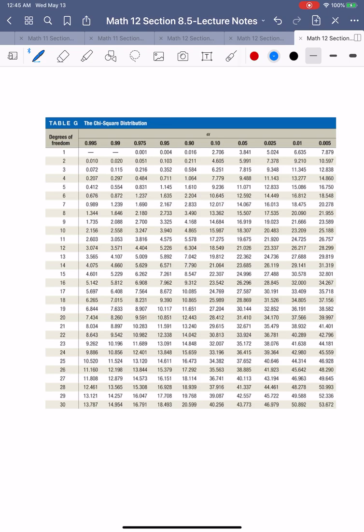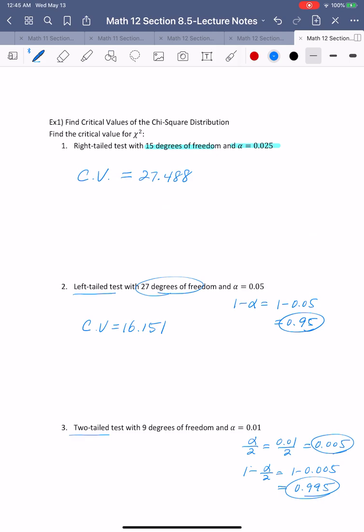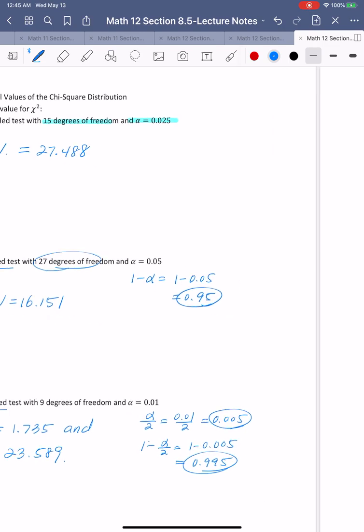Here the degrees of freedom is 9. I'm looking for 0.995, which is this one, and then 0.005, right here. I'm looking at this number and this number. So your critical values this time are 1.735 and also 23.589. This is what we use to compare. All right, let's do the problem.